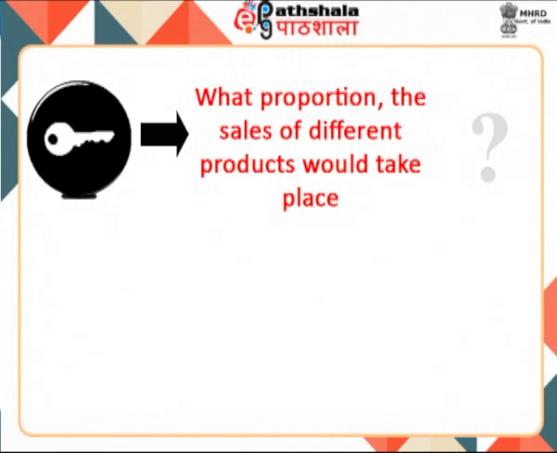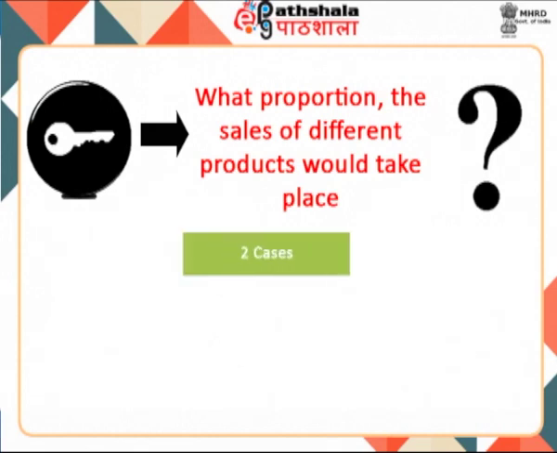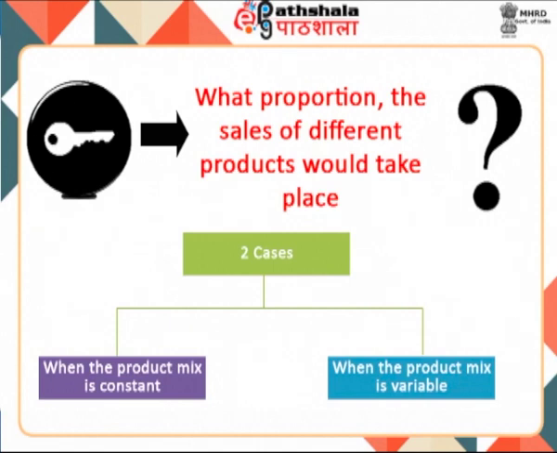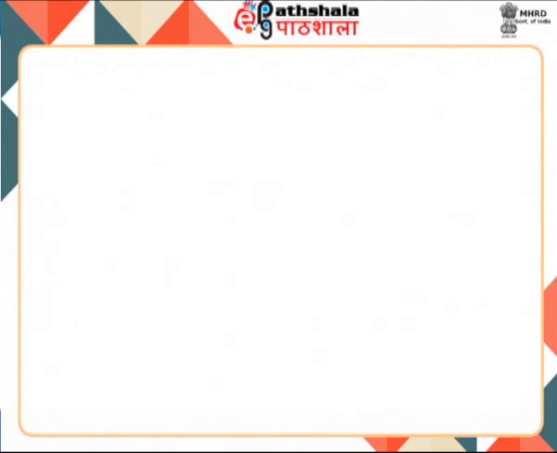To compute break-even point in this case, the key problem is in what proportion the sales of different products would take place. There can be two cases for it. 1. When the product mix is constant, wherein the ratio of different products which are manufactured remains constant at all output levels, and 2. When the product mix is variable, wherein products in decreasing order of contributions are manufactured.